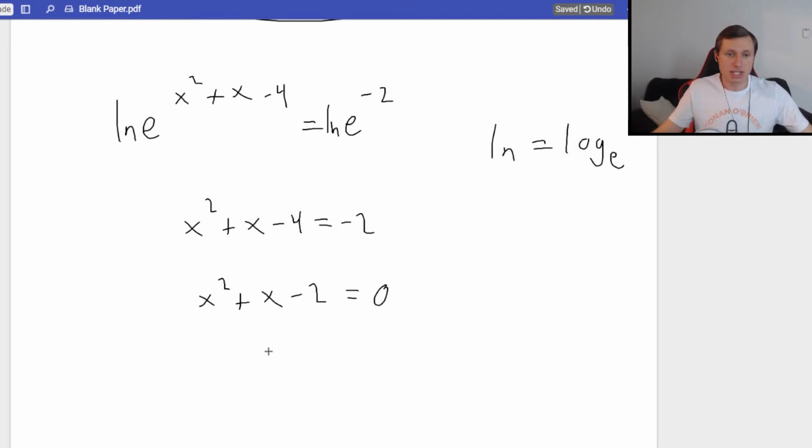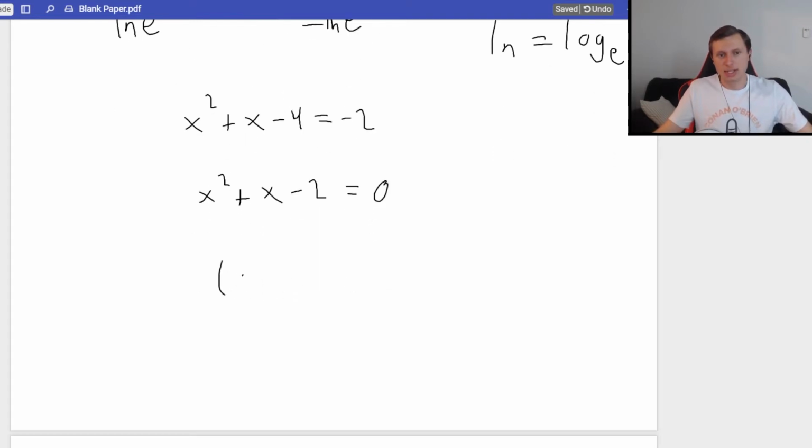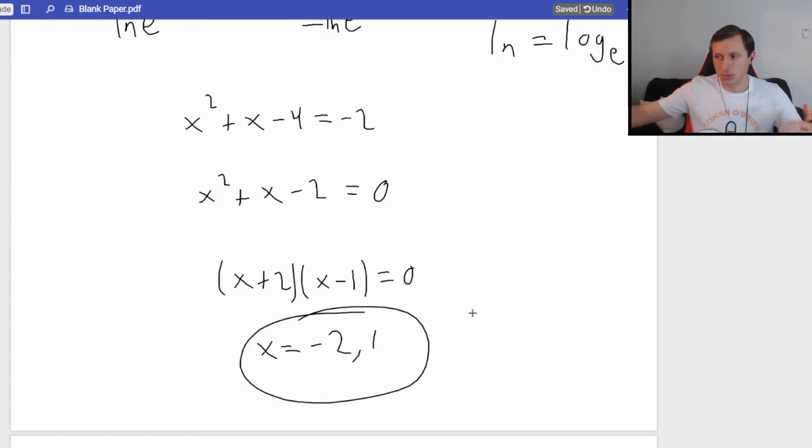Now I can factor this. Hopefully you guys are good at factoring. It would be x plus 2 times the quantity x minus 1 equals 0. We get two solutions for this one. x equals negative 2 and x equals positive 1. I'll give you a few seconds to write that down.